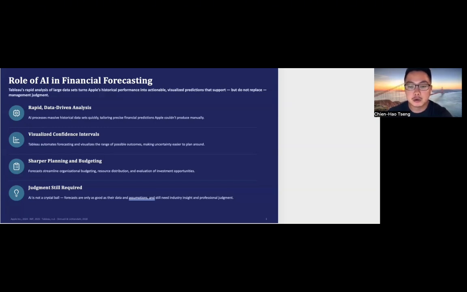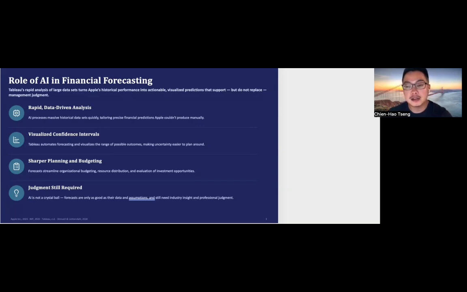Instead of relying only on past performance, Apple's management team can also use these insights to evaluate different business scenarios and better prepare for future challenges. However, AI is not a perfect prediction tool. The accuracy of any forecast tool depends on the quality of the data and the assumptions behind the model.